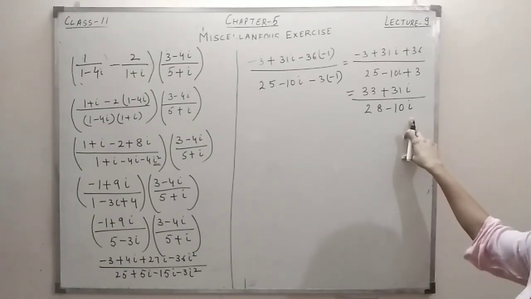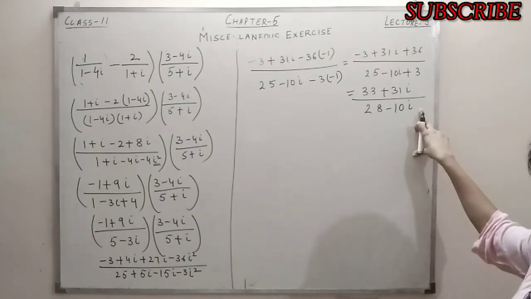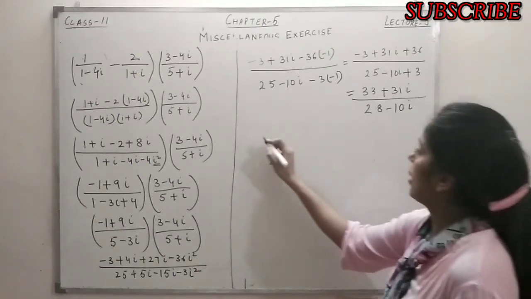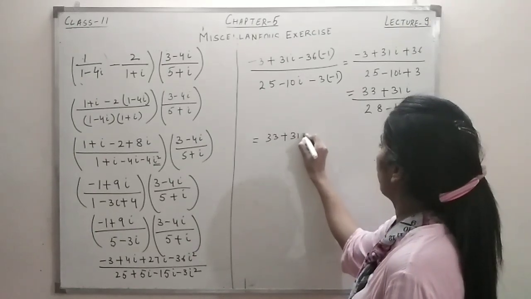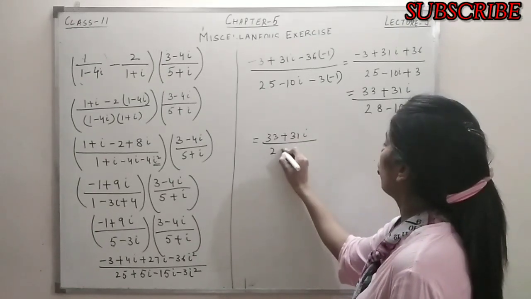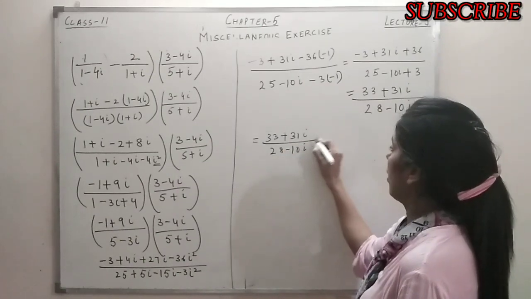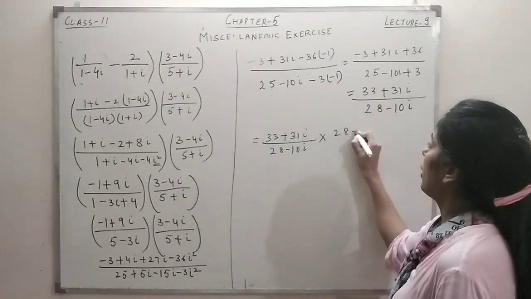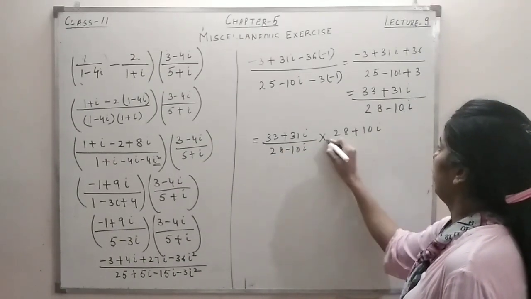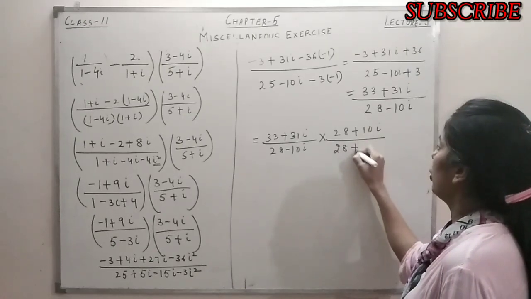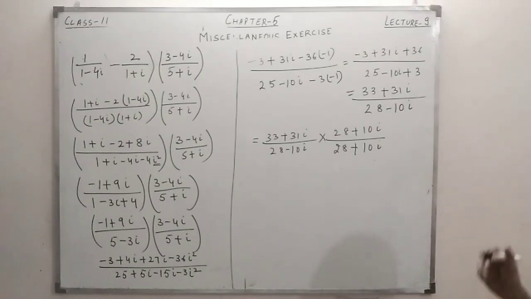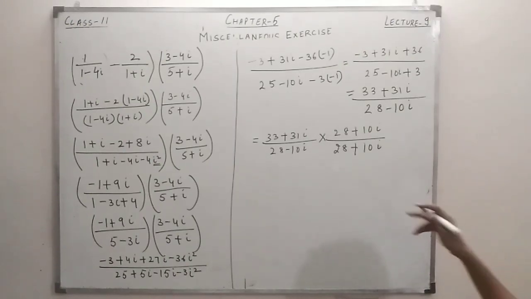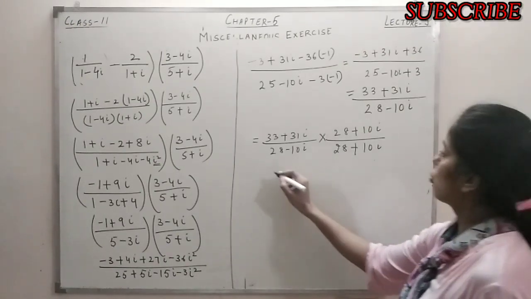But we have to simplify into standard form. So we can again simplify it by rationalizing that. So that is equals to what? (33 plus 31i) upon (28 minus 10i) into (28 plus 10i) with numerator and denominator both. What we do? We multiply the numerator and denominator by the conjugate of this. Right? So solve it now.